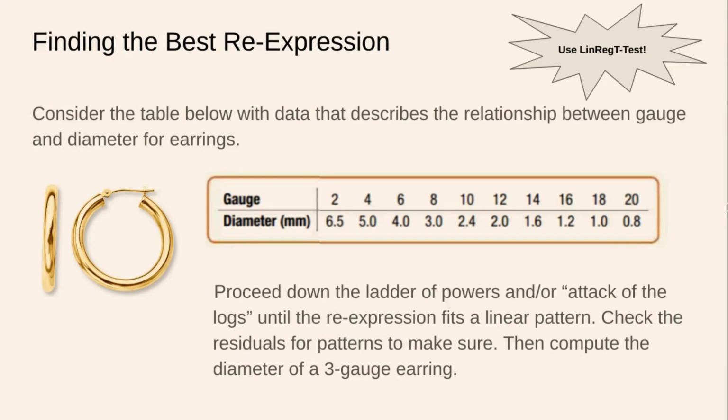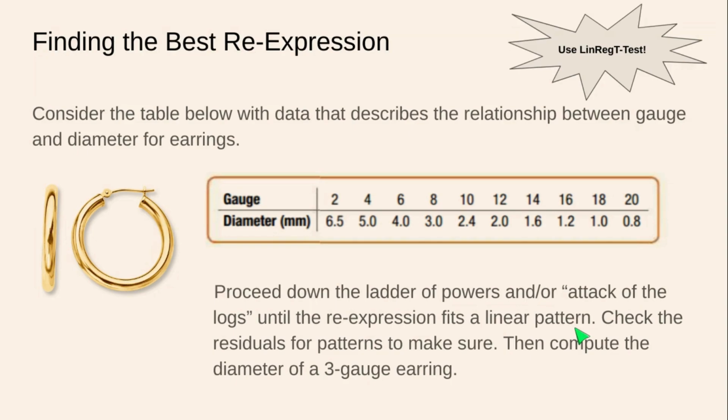Let's try one more problem to see if we've mastered the skill of data re-expression. We're going to consider the table below with data that describes the relationship between the gauge and diameter for earrings. So gauge is going to be our horizontal axis variable, diameter would be our vertical axis variable, so we have the explanatory and response variable there. We're going to proceed down the ladder of powers and/or attack of the logs. This time we'll open it up to all possibilities until the re-expression fits a linear pattern. And there is going to be a best outcome here.